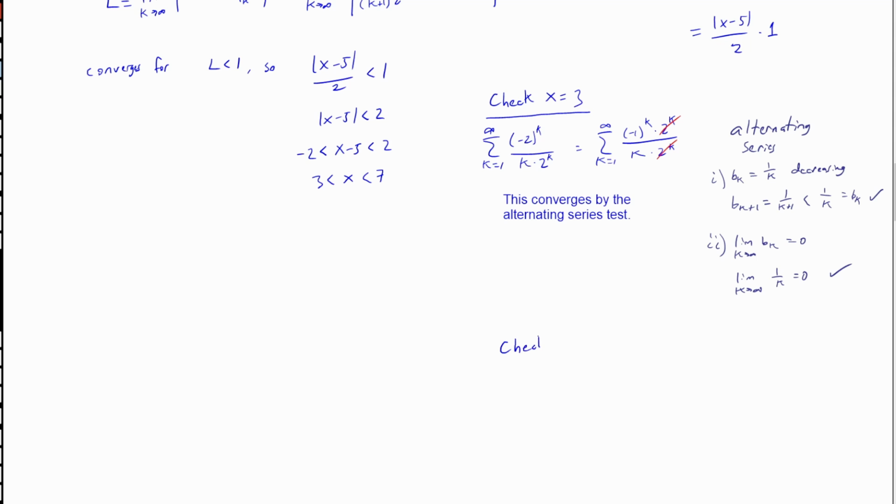Next, let's check x equals 7. So we will have the sum from k equals 1 to infinity of positive 2, since 7 minus 5 is 2, to the k over k times 2 to the k. 2 to the k over 2 to the k cancel. And the two ways that we could easily show that this series does not converge is either by recognizing that this is the harmonic series, or by labeling it as a p-series with p equals 1.